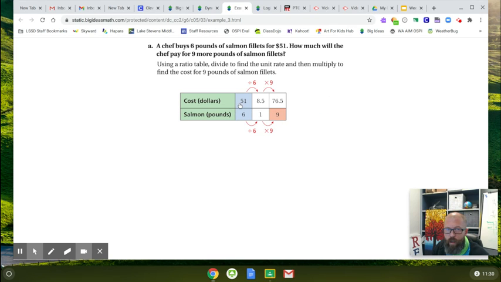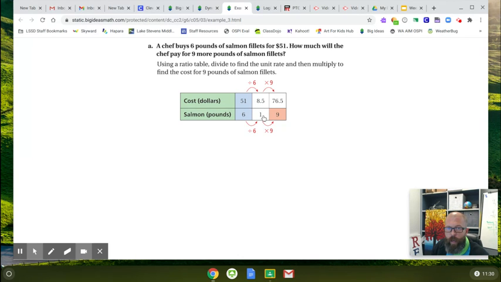Cost in dollars, $51 for 6 pounds. That's what we already know. Okay. Remember, to find the unit rate, we want to divide by 6 because you divide by itself to find out how much it is for 1 pound. Okay, so if I divide by 6 here, I have to divide by 6 on the top, just like fractions. So 51 divided by 6 gives me 8.5.